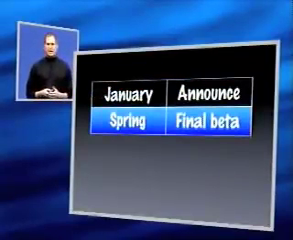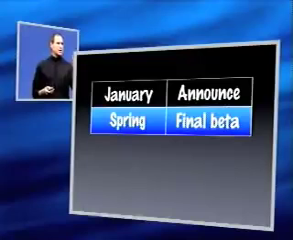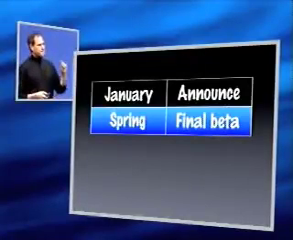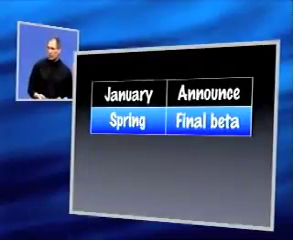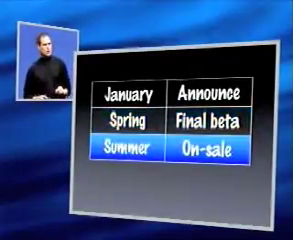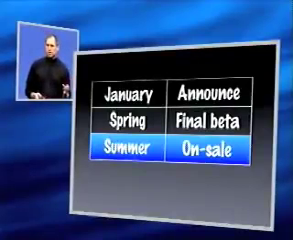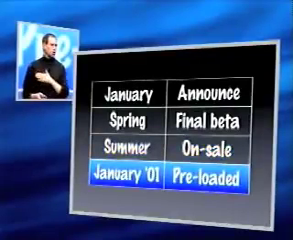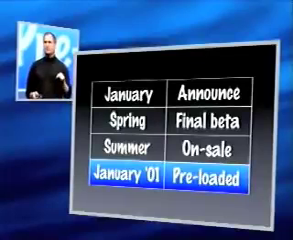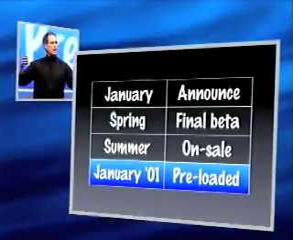Our developers have already had a few betas of the software. They're going to get another pre-release of the software at the end of this month. The final beta will go out to developers this spring. Mac OS X will be on sale as a software product starting this summer, and we will be preloading it on all machines a year from now. So that is our rollout strategy.